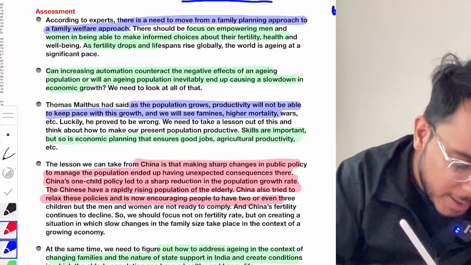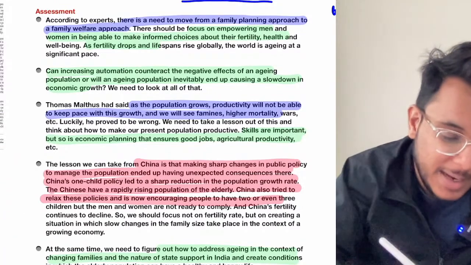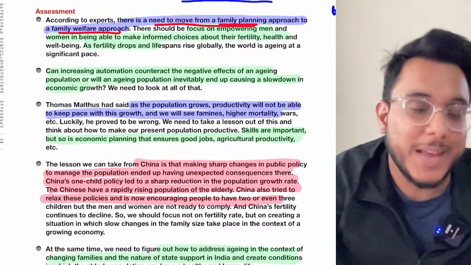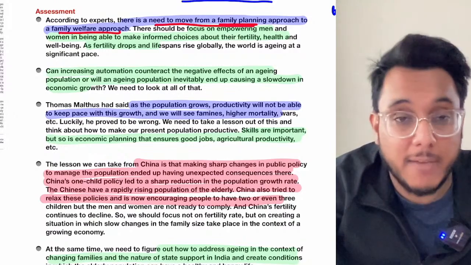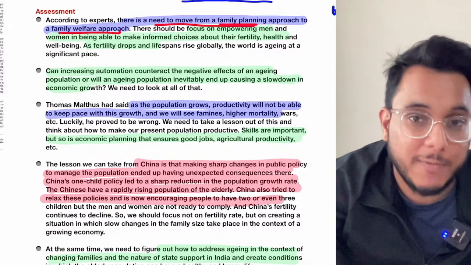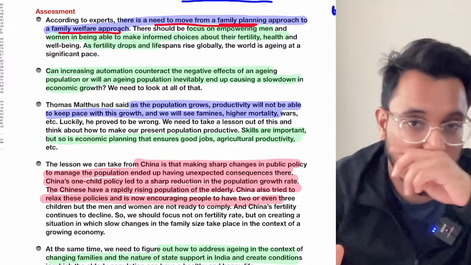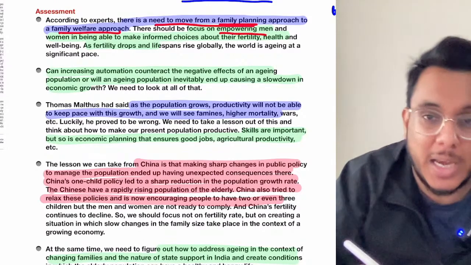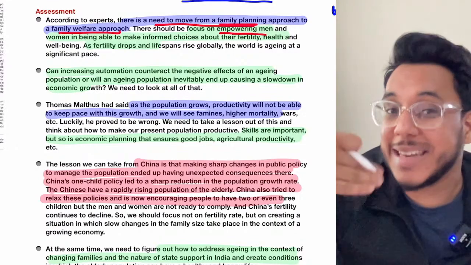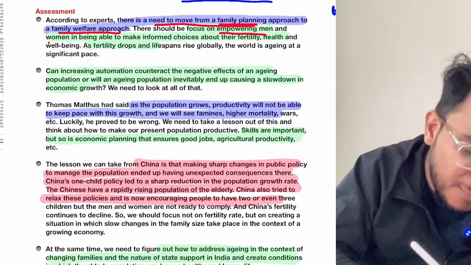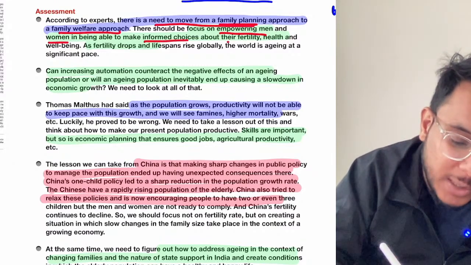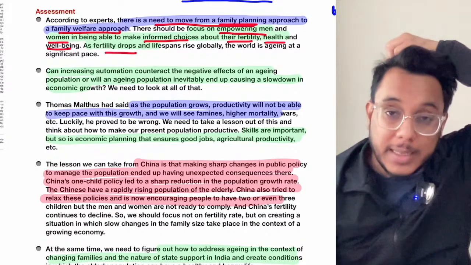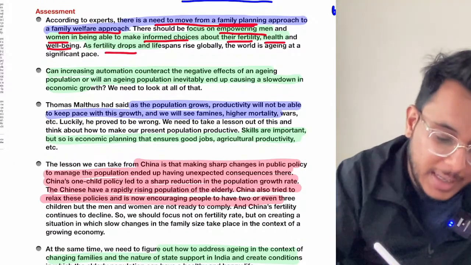Now according to demographic experts, there is a need to move from family planning to a family welfare approach. In family planning, we are just concerned about reducing the number of births. We need to go for a family welfare approach, which is a more holistic approach. Rather than just reducing the total fertility rate, focus on empowering men and women so that they can understand the value of having fewer children and make informed choices about their fertility, their health, and their well-being.